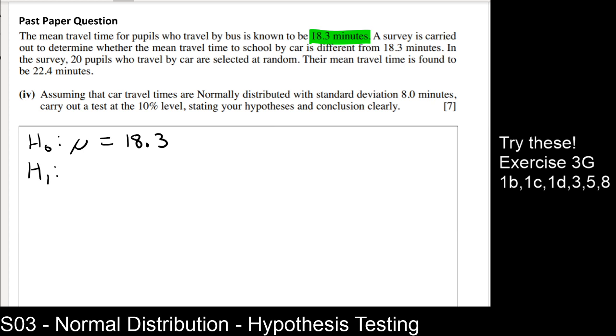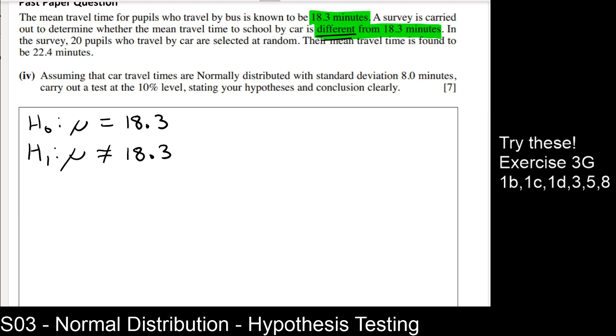And then if we read on, a survey is carried out to determine whether the mean travel time to school by car is different from 18.3 minutes. Now, because we're talking about different, it means that the change could be happening in either direction. So we're going to say the mean is not equal to 18.3, because we're looking at change in either direction. So the mean could actually be greater than 18.3, or the mean could actually be less than 18.3. This is important. We need to always make sure that we put our hypotheses before we continue.